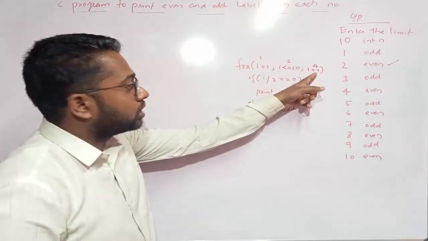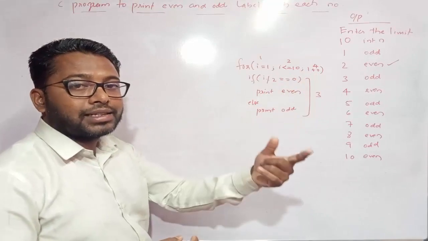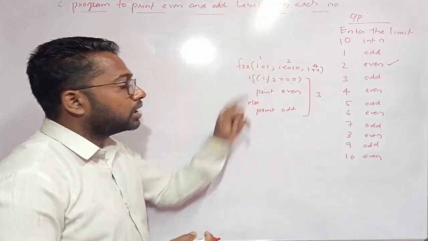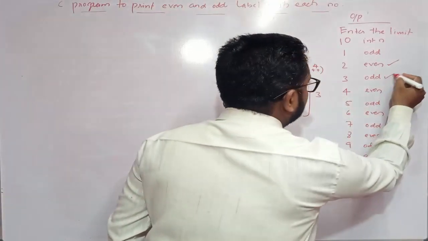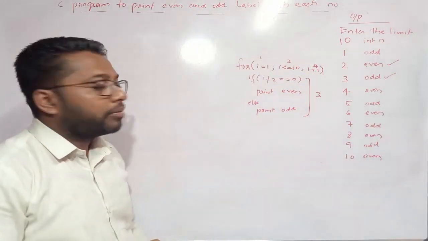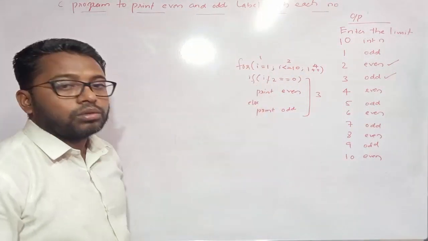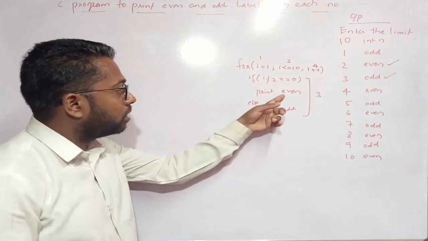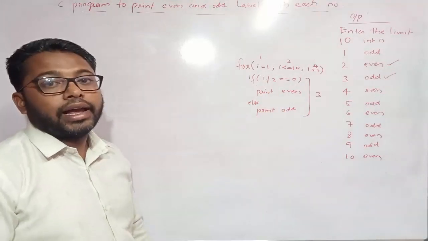Again, the fourth part gets executed where the value of i gets incremented by 1. Now the value of i becomes 3. We are checking whether this number is even or odd. So I will check 3 mod 2. We will get a remainder. That means the if block will not be executed, the else block will get executed.